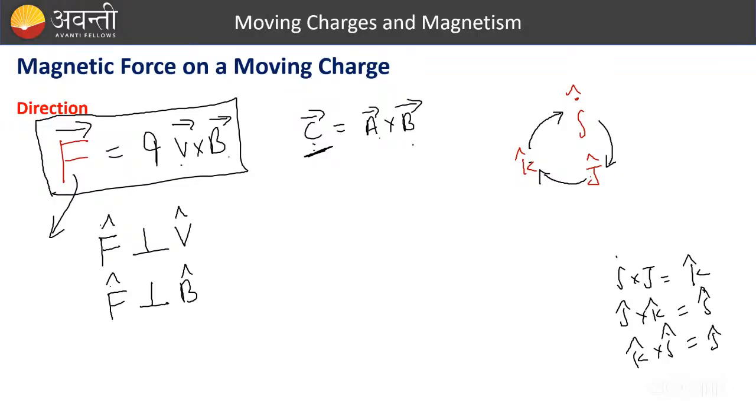Now the thing is, if you move in the anti-clockwise direction, then the answer you will be writing in negative. For example, if you write I cross K, that is you are moving in the anti-clockwise direction, so I cross K will be equal to minus J. Similarly, if you go like this, K cross J will be equal to minus I cap. So this way we can calculate the direction of magnetic force acting on the charged particle if the velocity direction and magnetic field direction are given, by using the cross product rule. Anybody having any doubt so far? If yes, let me know.